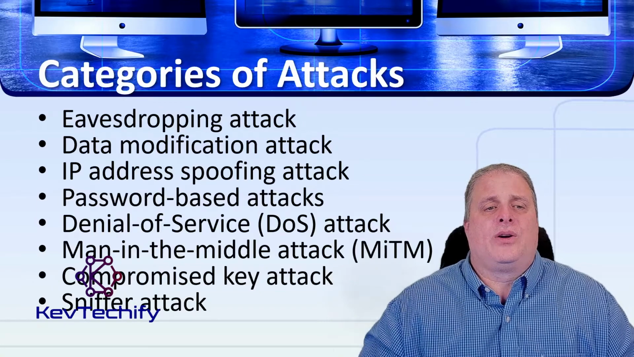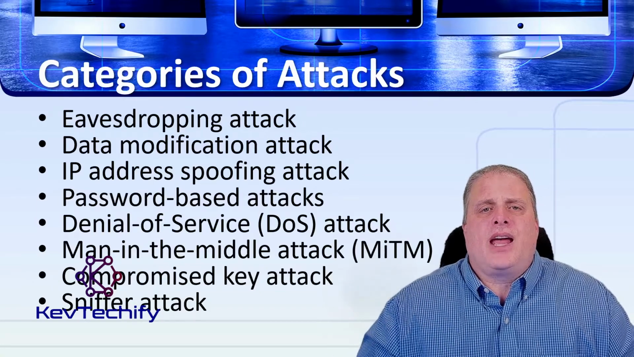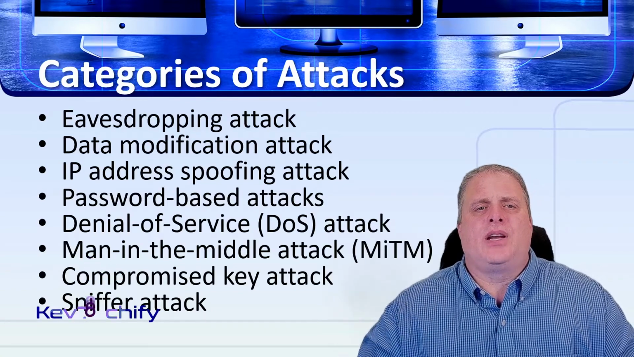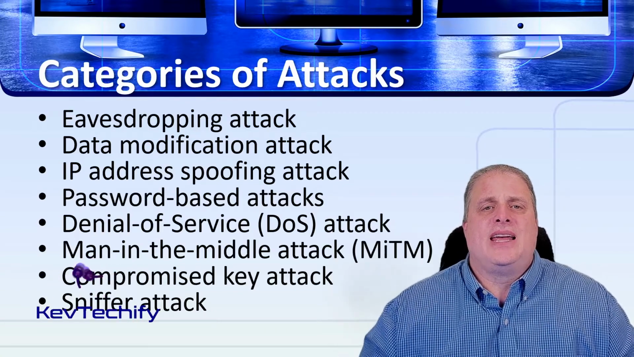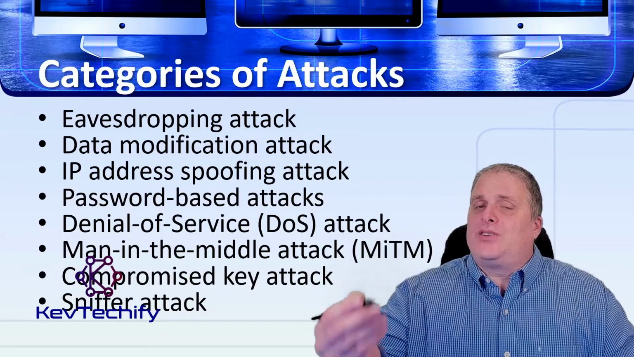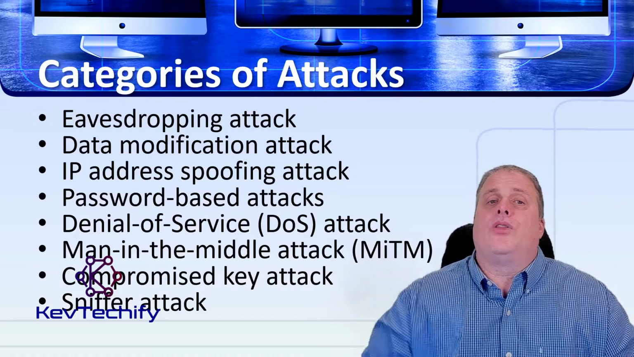Another attack category is IP address spoofing. Now, an IP address spoofing attack is when a threat actor constructs an IP packet that appears to originate from a valid address inside the corporate network. Because it has a valid address from inside the network, sometimes it can get through firewalls and other security measures.